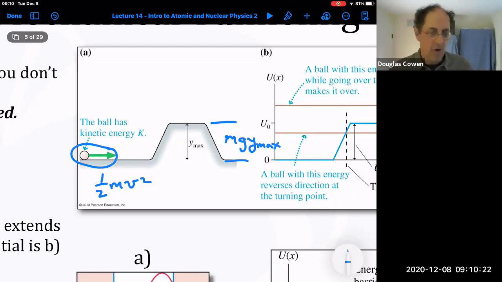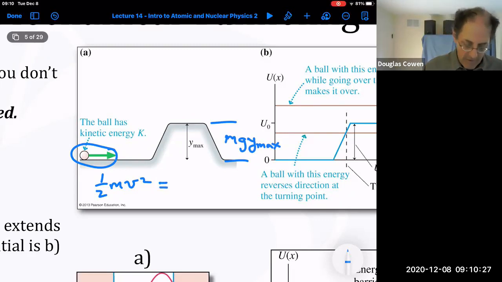And you know from mechanics that if we set these two equal to one another, that gives us the condition on the kinetic energy that allows the ball to go over this barrier and end up over here on the other side. So, the ball could be over there somewhere if 1/2 mv squared is slightly larger than mg y max.